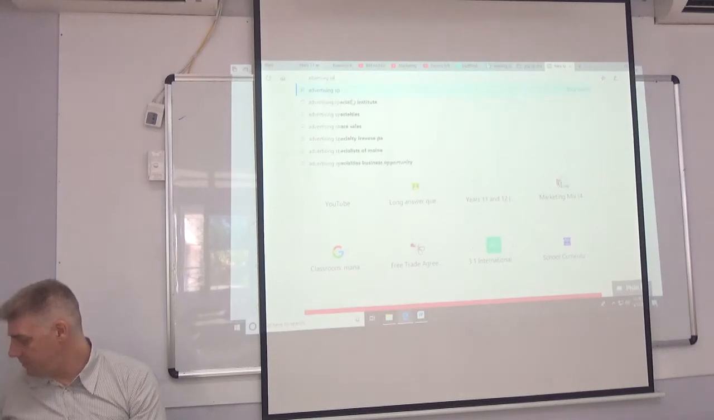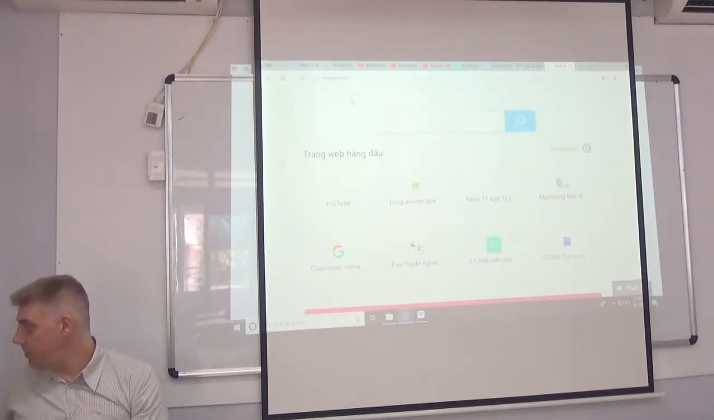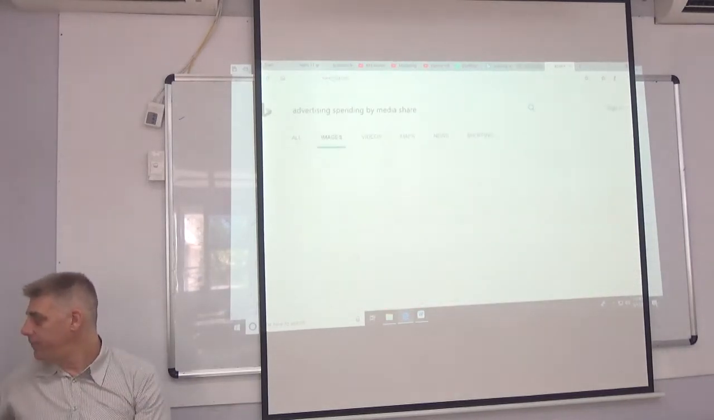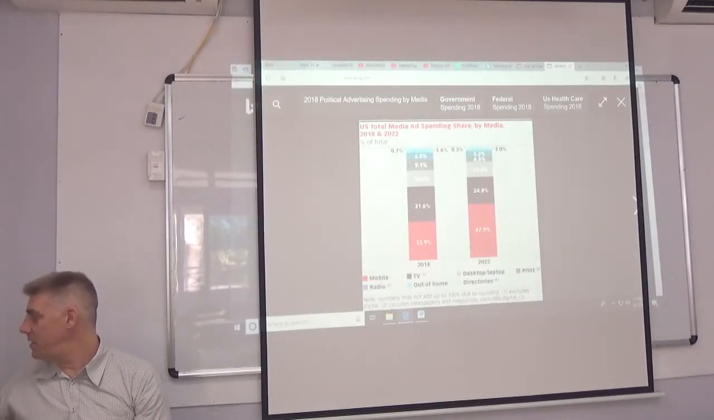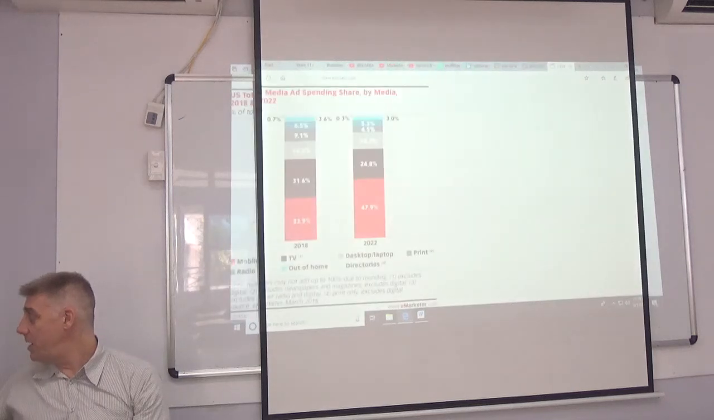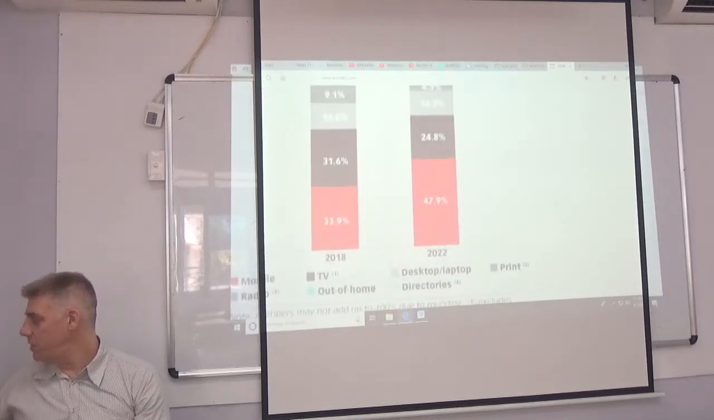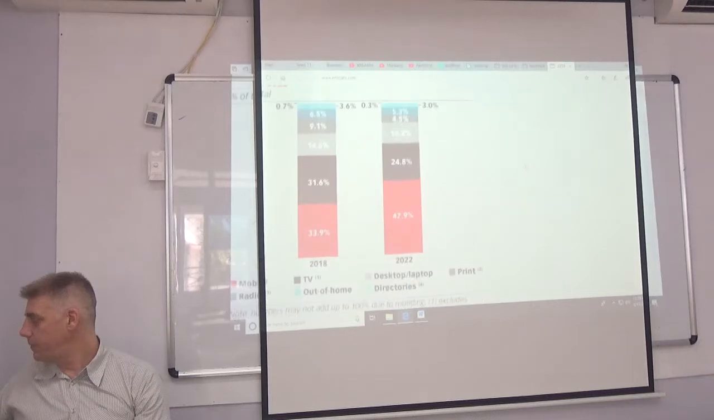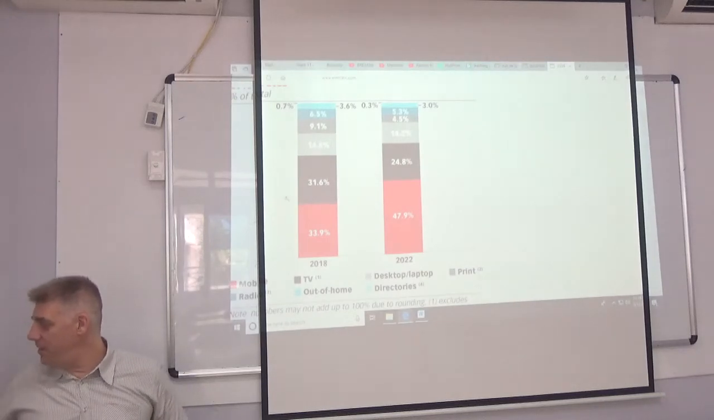Advertising spending. Media share. See what we get. So here we have the United States, the U.S. spending by media share of the total. So I guess I could make it a little bit smaller. 2018 and projected for 2022. So you can see it's kind of a shock here maybe.